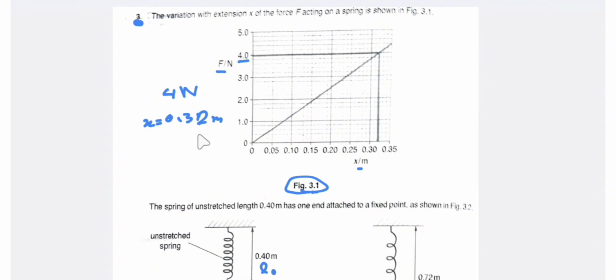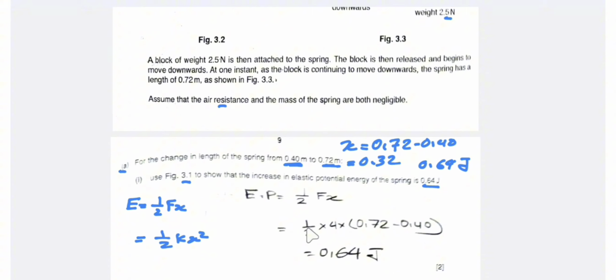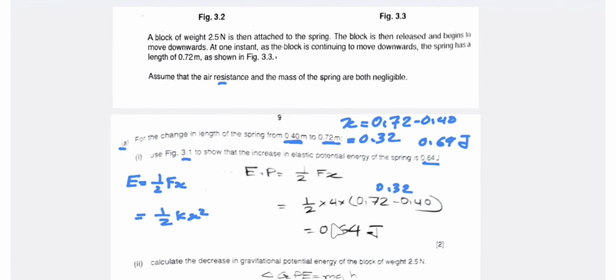So elastic potential energy would be half Fx, that is half into 4 into (0.72 minus 0.40), that means 0.32. So the elastic potential energy that we get is 0.64 joules to two significant figures, as shown. You have to mention "as shown".